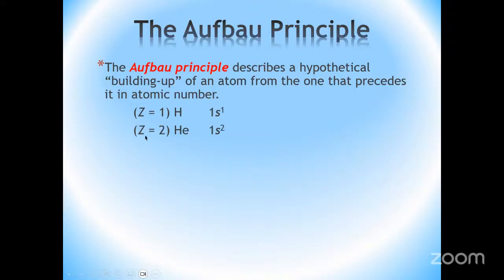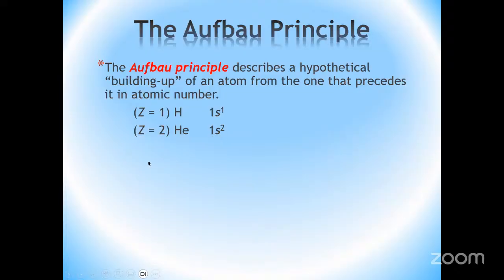So for the next element, which is helium, right, to get from hydrogen to helium, you'd have to add one electron to what we have here. Now remember, each orbital can have a maximum of 2 electrons, right? So therefore, the next electron will simply pair up with the electron that was there before, but it will be spinning in the opposite direction. So therefore, the electron configuration of helium in this case would be 1s2.